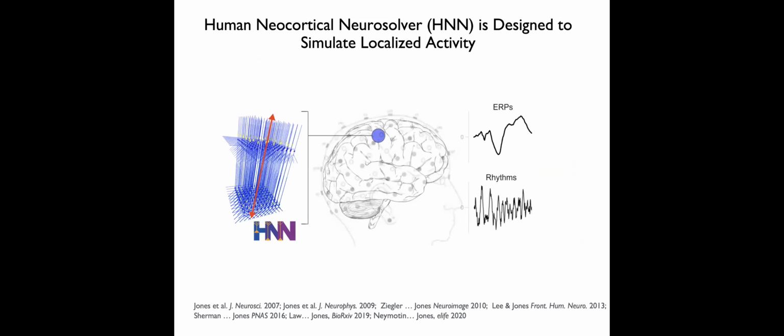The full model contains a scalable number of neurons, and it represents a patch of neocortex in a localized brain area. And we've been specifically designing the software to study some of the most commonly measured signals from a localized brain area, including event-related potentials and low-frequency brain rhythms.